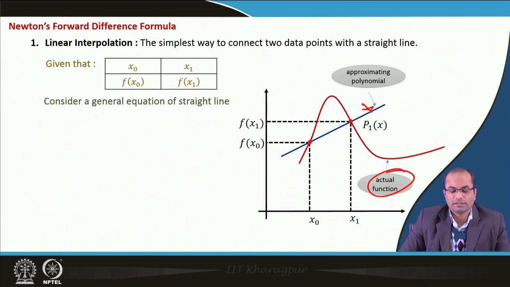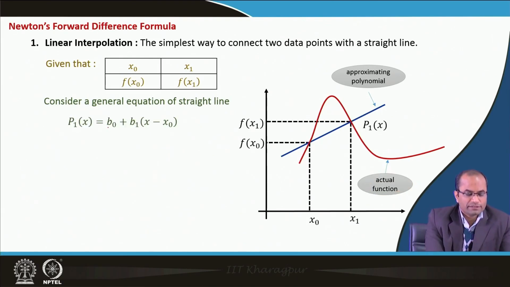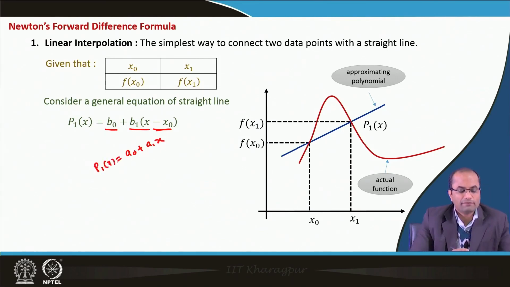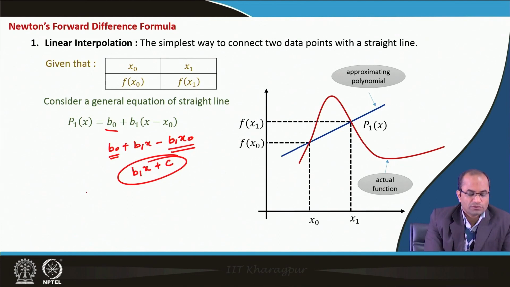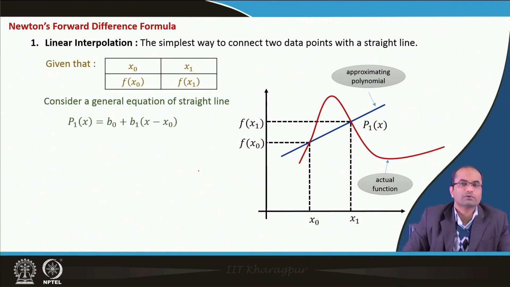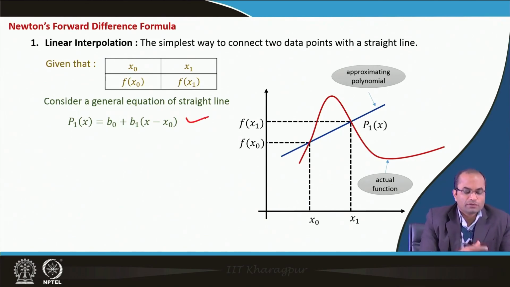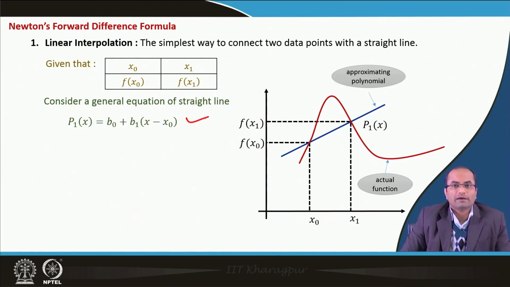So, we can consider the equation of the line, which we have written in a little bit fancy way: b naught plus b 1 times x minus x 0. It is a linear function. It is like we can write a 0 plus a 1 x. This is equivalent, just written in a slightly different form, because one can notice that this is b 0, then we have b 1 x, and then minus b 1 x naught, which is a constant again. So, we have b 1 x plus some other constant. That is a standard equation of the line. We have written it this way because we will see in a minute that the evaluation of these coefficients will be much easier in this format.